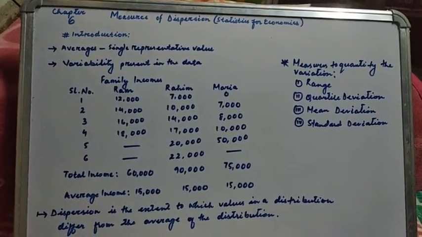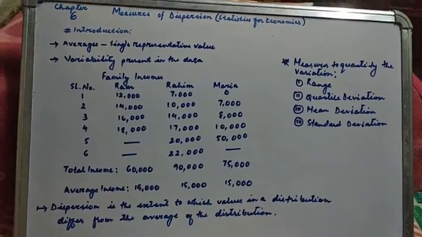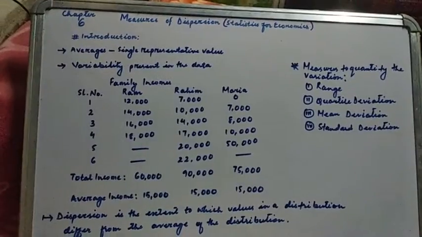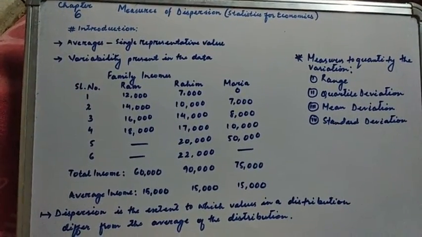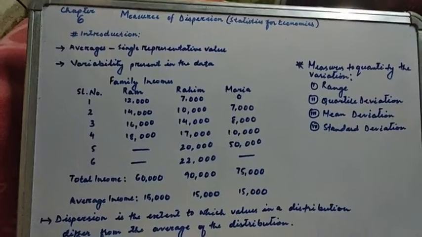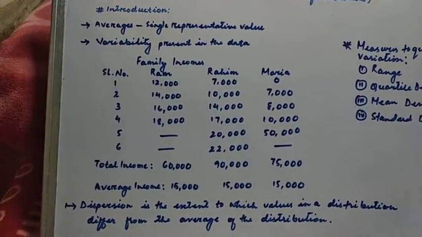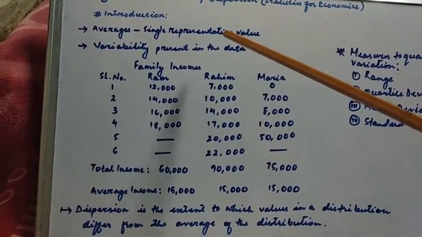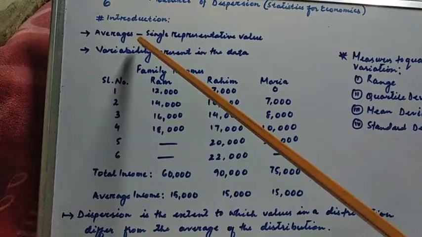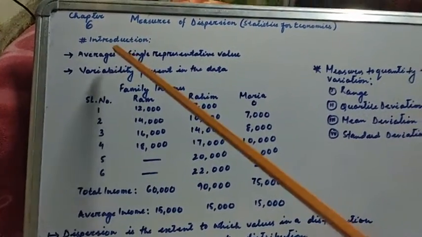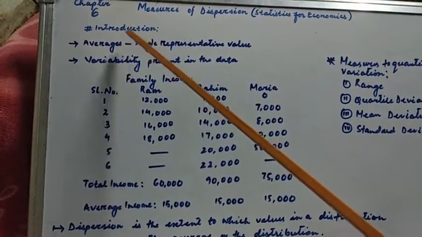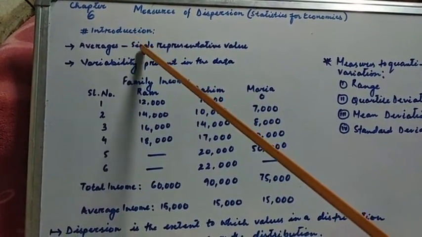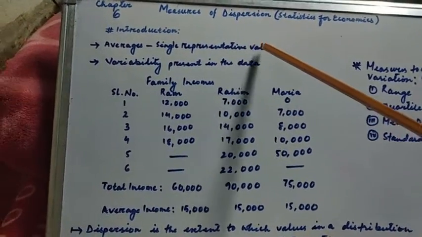So chapter number 6, measures of dispersion, statistics for economics. In chapter number 5, the previous chapter on measures of central tendency, you have learned how to sum up the data into a single representative value. That is, we have studied the calculation of averages, or the measures of central tendency. In that, you studied how data is represented by a single representative value.